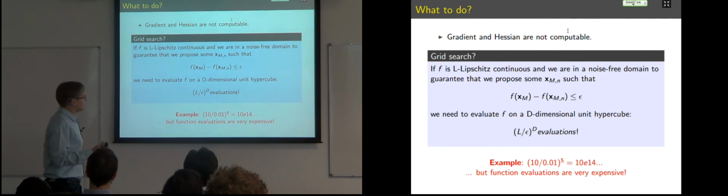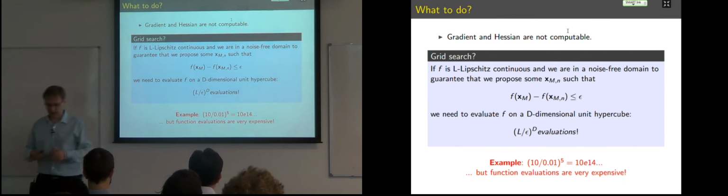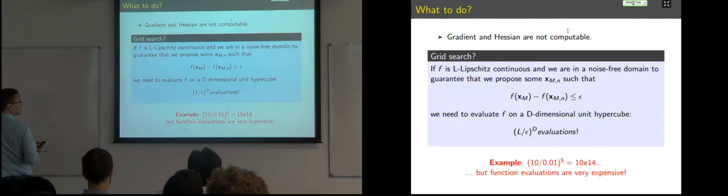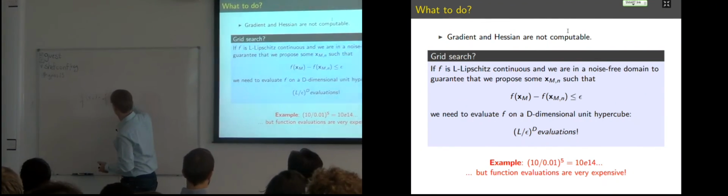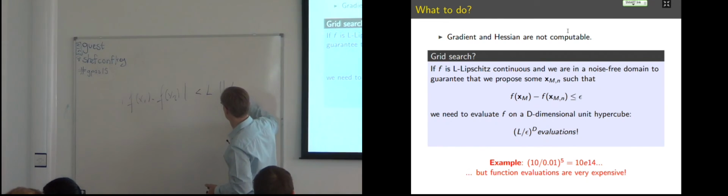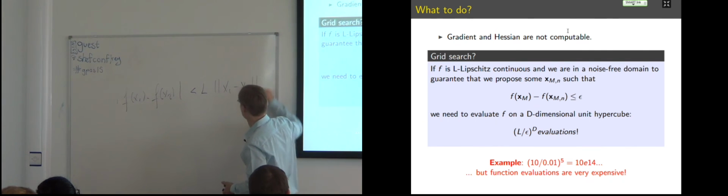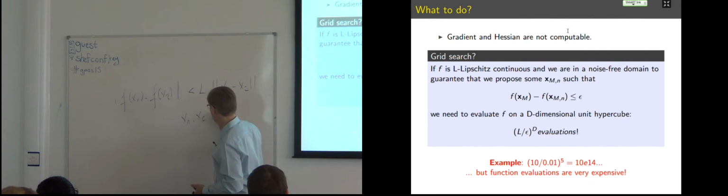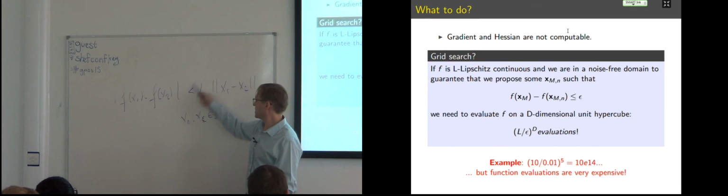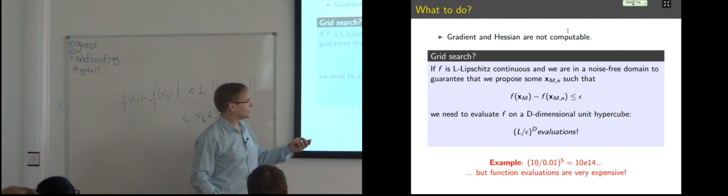But the problem is the number of evaluations that you would need if you assume that the function you have is Lipschitz continuous. So if you assume that you can bound the change of the function by some Lipschitz constant, where x1 and x2 are in the domain in which the function is defined, you need this number of evaluations.